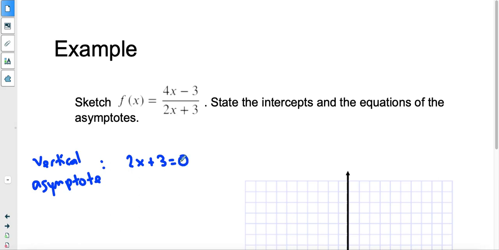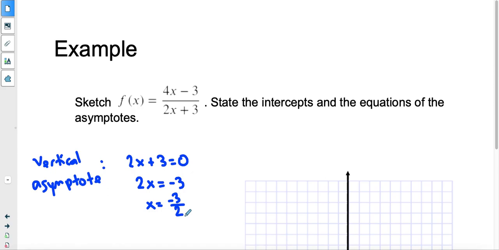To figure that out, first to solve this, I can move the 3 over to the other side by subtracting 3 from both sides. And then to get x by itself, I'm just going to divide both sides by 2. And now there we go. There's my equation of my vertical asymptote. x is equal to negative 3 over 2.